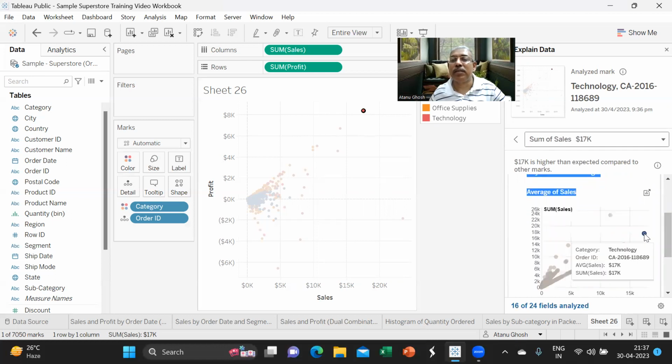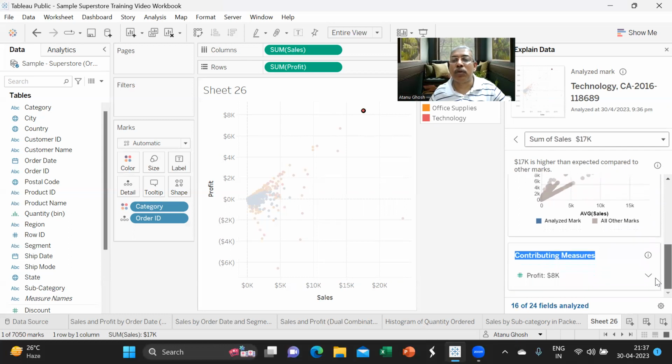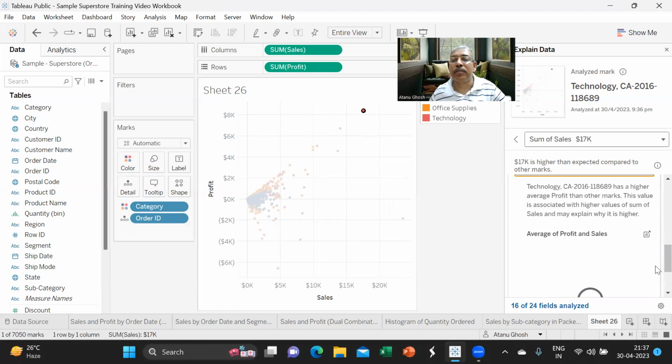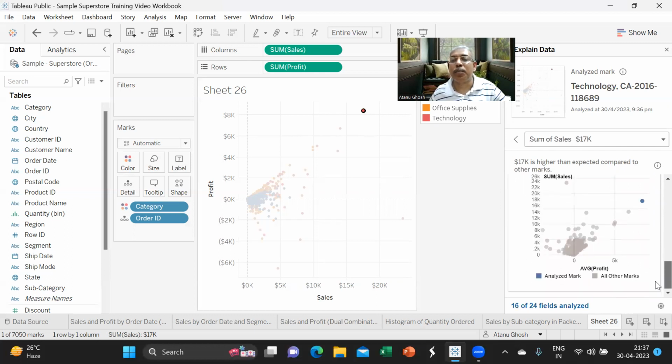You can see that this sale over here is higher than most of the other sales, and it's clearly indicating what is causing it to be an outlier. The measure that is contributing to it being an outlier is essentially the profit, a very high profit.